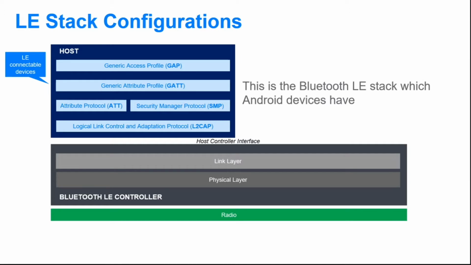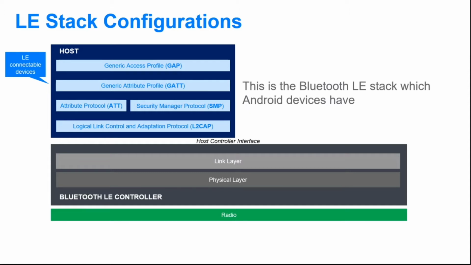So GAP is the Generic Access Profile, and it's concerned with device discovery and forming connections. And the Generic Attribute Profile, or GATT, is concerned with procedures that involve the attribute table. So you'll see the word GATT in some of the API class names.